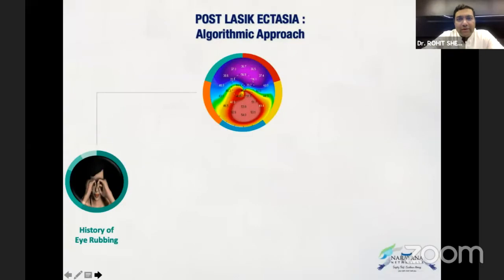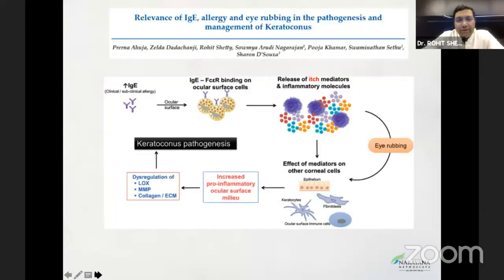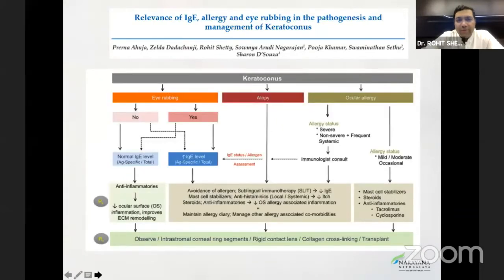When you look at post-LASIK ectasia or any ectasia, one of the major factors which comes to mind is the power of eye rubbing. And we have started looking at why people rub their eyes. It's not that they have a kind of fetish just to rub it. One of the things which clearly finds a role is the role of IgE and how it impacts your eye rubbing.